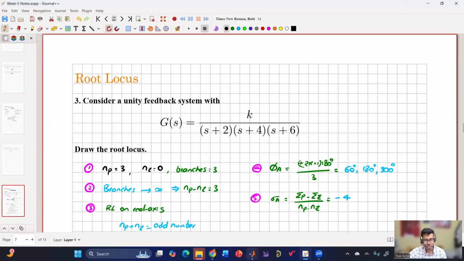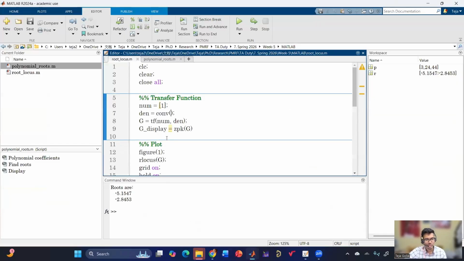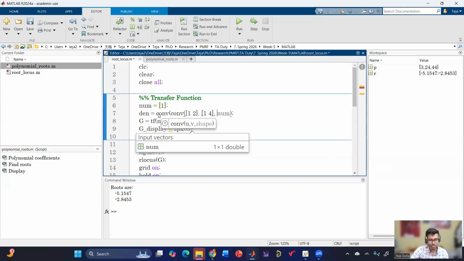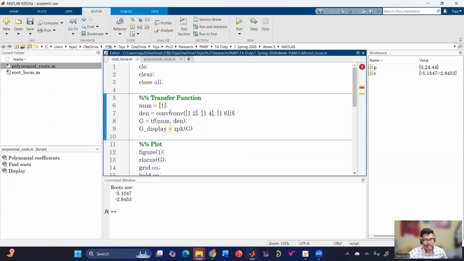I will show how. First, s plus 2, comma, s plus 4. Once this is done, I'll write another CONV, and the input is s plus 2, s plus 4, and the other input is s plus 6. So is this clear how I have done this? Basically, I have considered nested CONV. The inside one is s plus 2, s plus 4 and the outside is s plus 6.